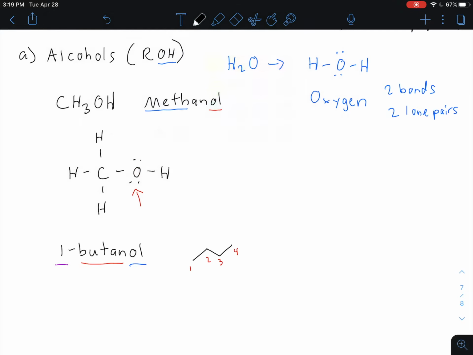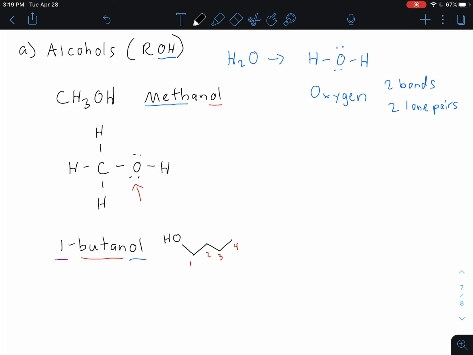I know I almost always number left to right. Theoretically, you can number right to left as well. In reality, you number to minimize the numbering, but that's more complicated than what we need to worry about. So then all I need to do is draw a line off of carbon 1 and attach it to the OH group. I can show the lone pairs on there if I want to, but generally in line angle drawing I don't need to do that.